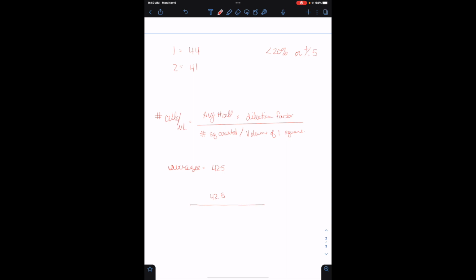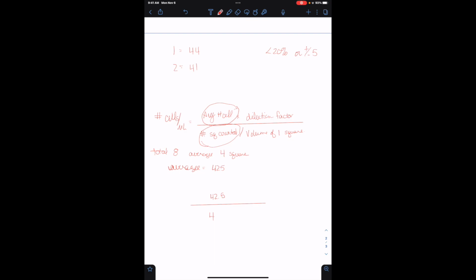Okay. Now, since this is an average, how many squares did we count to get an average number of cells? In total, we counted 8 squares. But since we took an average, it's an average of 4 squares. See how I got that? Our average is just for one side, and on each side we counted 4 squares. So we're going to put a 4 here.